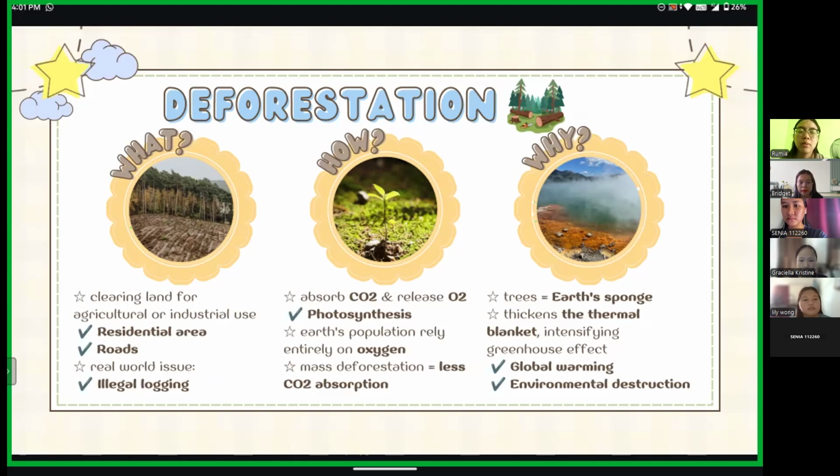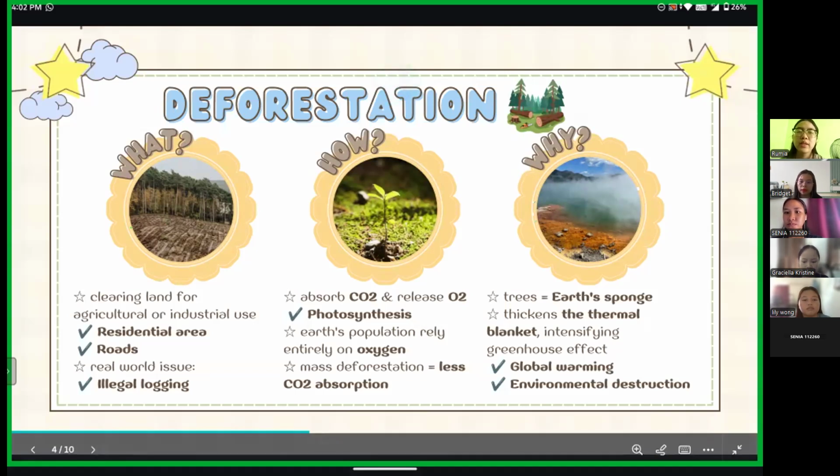And we can also see a current real world issue which unfortunately still keeps on going, which is illegal logging. This activity is an unauthorized clearing operation outside environmental regulation, and it is a major driver of global warming and greenhouse gas accumulation. So that brings us to the next part, which is how exactly deforestation accelerates this matter.